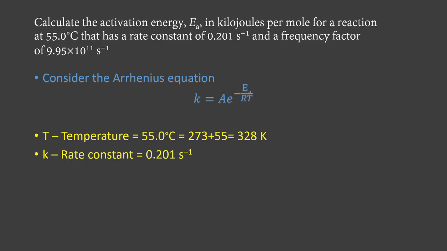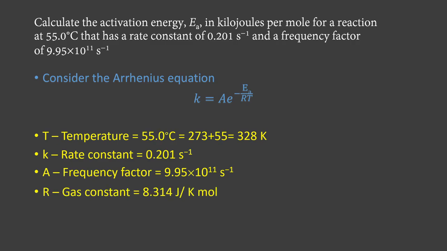And K here is the rate constant, which is also given as 0.201 inverse second. And A here in this equation is the frequency factor, which is also given in the problem as 9.95 times 10 power 11 per second. R is the gas constant at 8.314 joule per Kelvin per mole. So if we put all of this together, we get the Arrhenius equation.